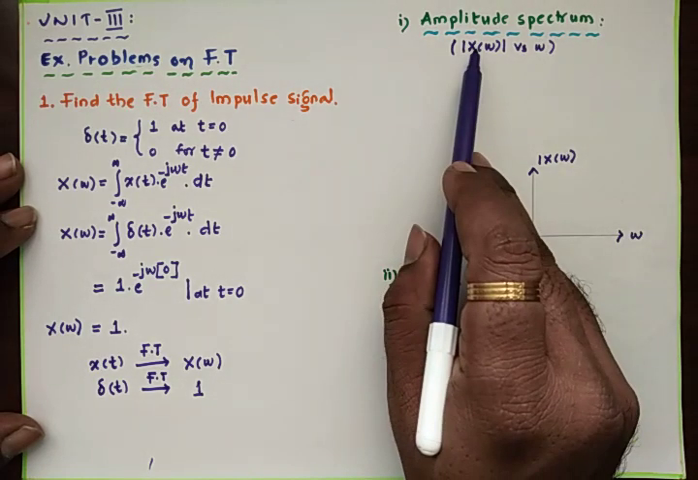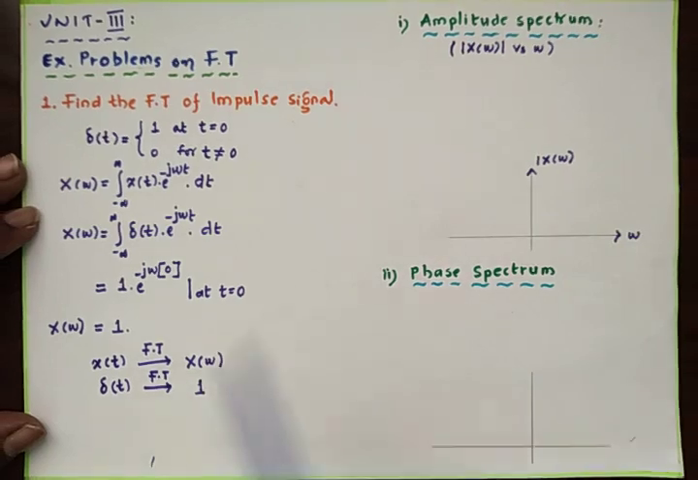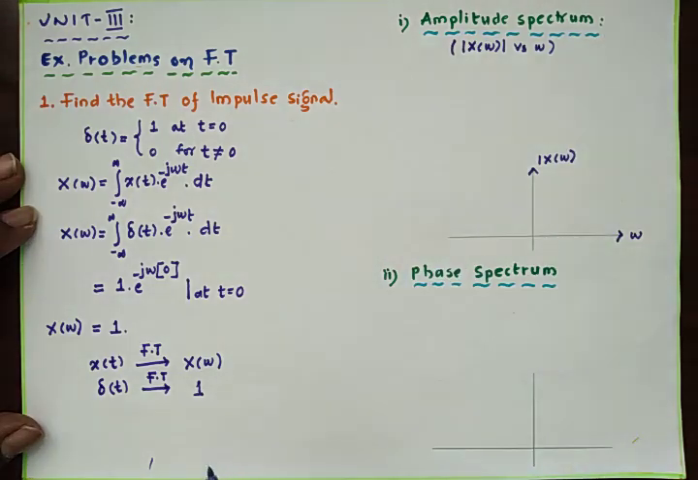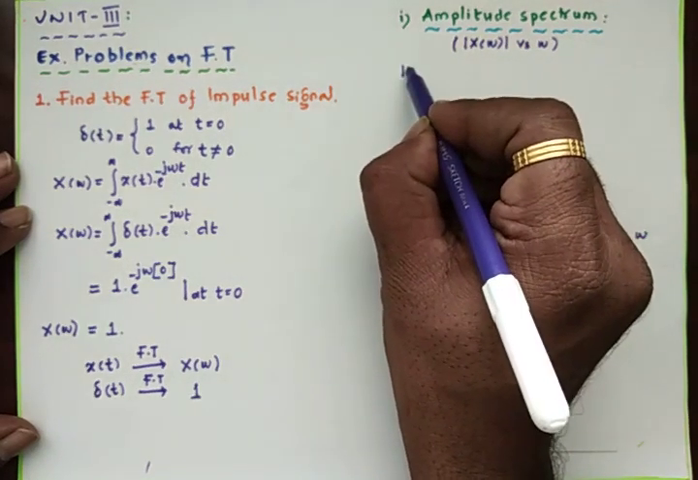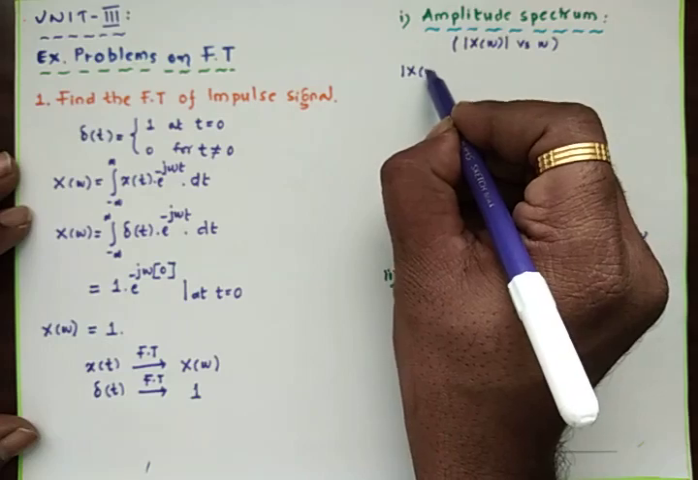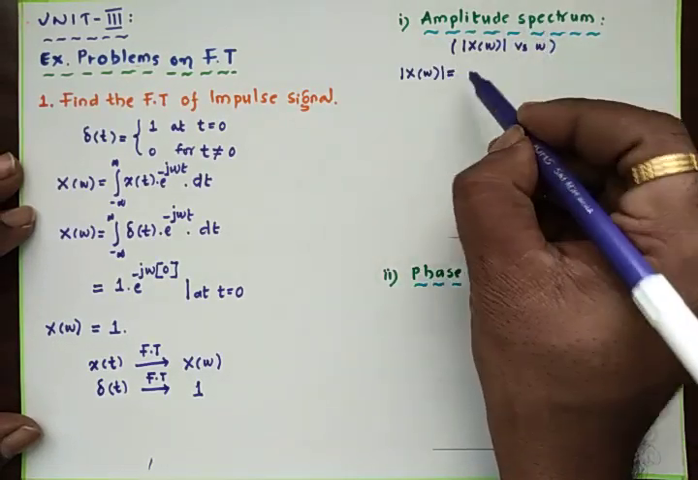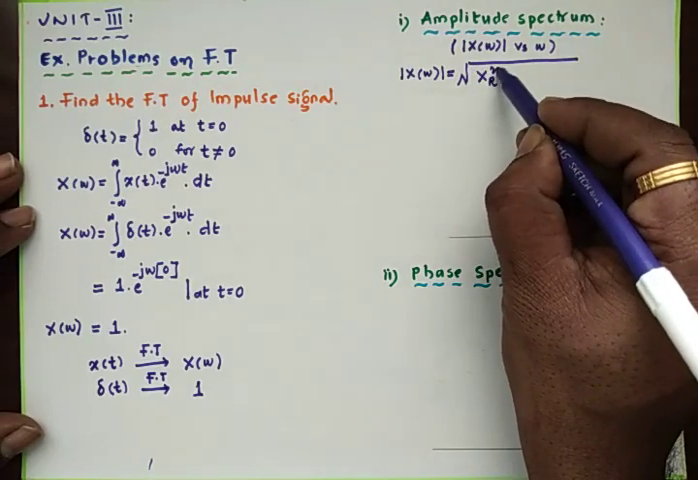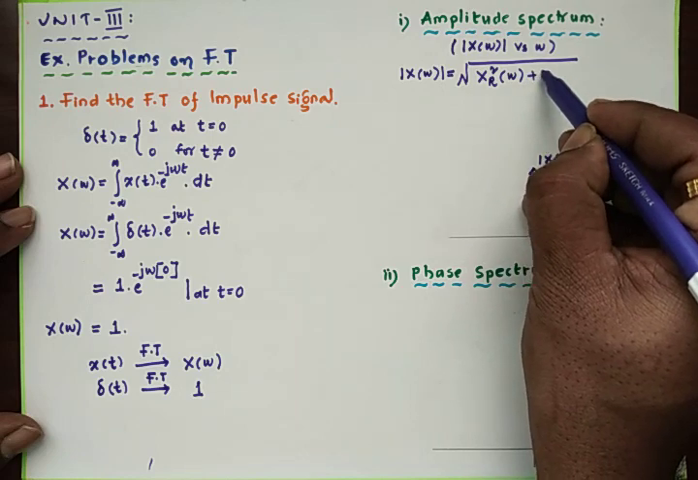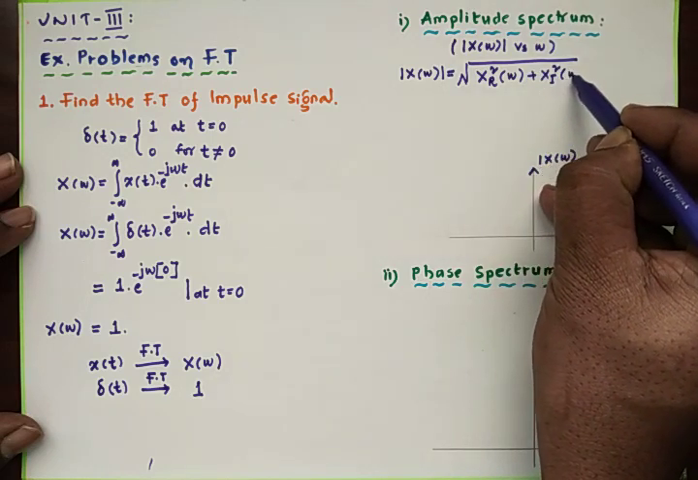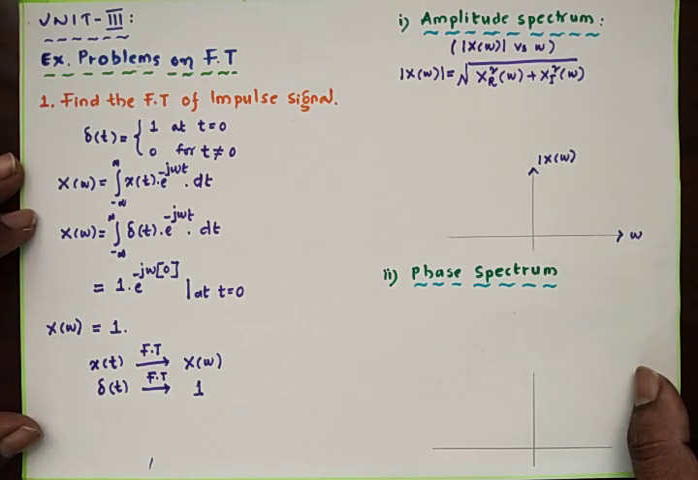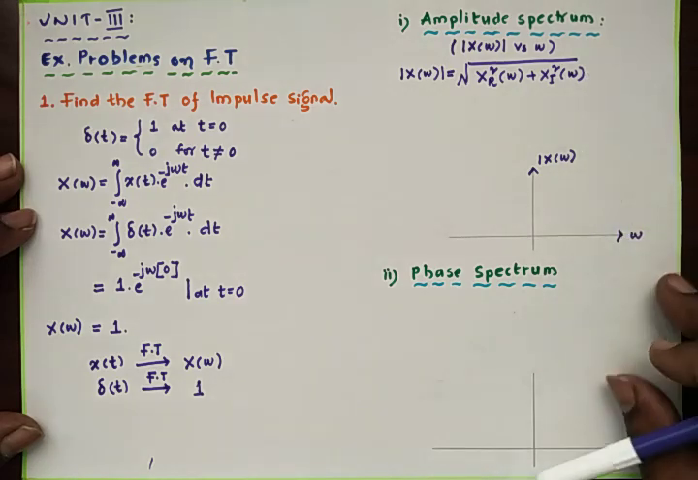First of all, we have to calculate the magnitude of X of omega. Once we know this magnitude, we can easily plot the amplitude spectrum. The magnitude of X of omega is given by the modulus of X of omega, which is equal to the square root of Xr squared of omega plus Xi squared of omega, where Xr of omega is the real part of X of omega, and Xi of omega is the imaginary part of X of omega.